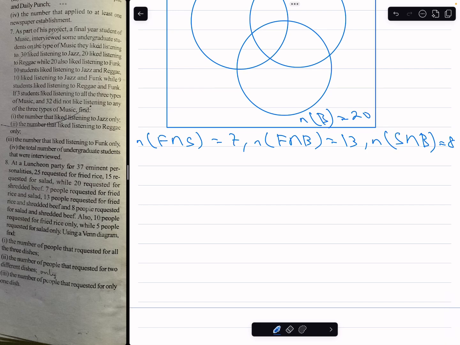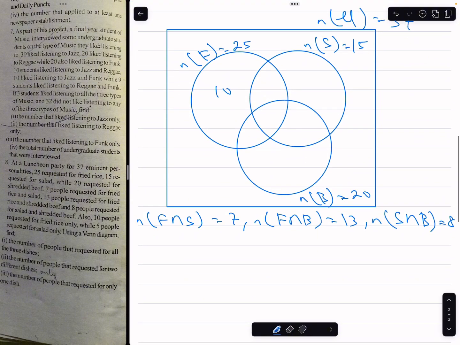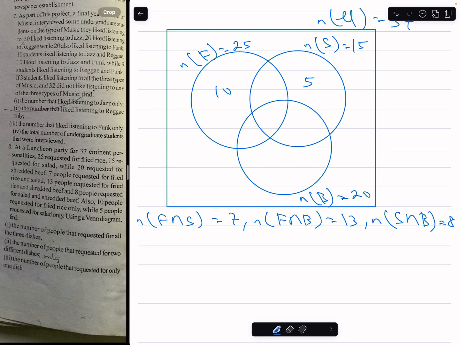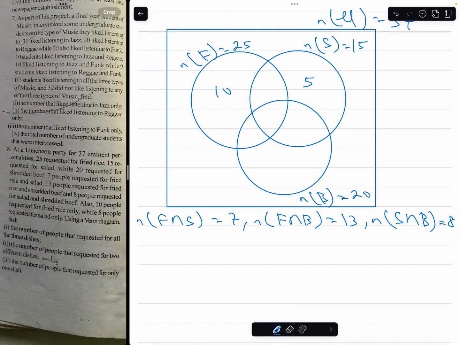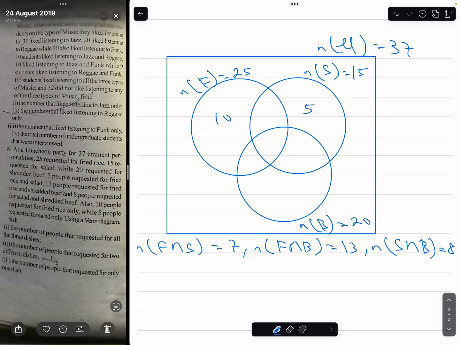Now let's go. Also 10 people requested fried rice only. Those are the people here, those who requested fried rice only. While 5 people requested salad only. That's for salad only. Using a Venn diagram, find, Roman figure 1, the number of people that requested all the 3 dishes.